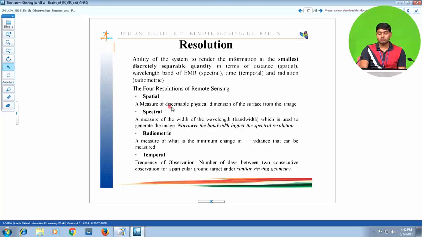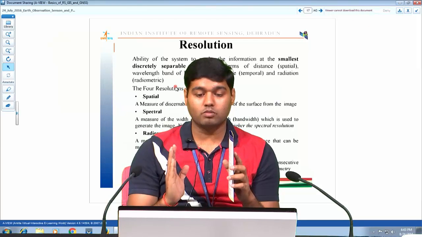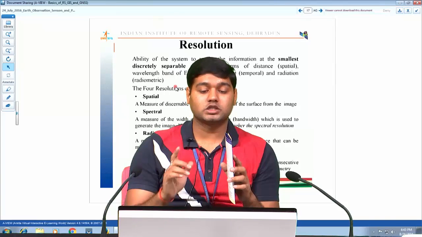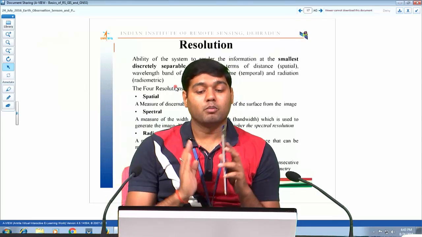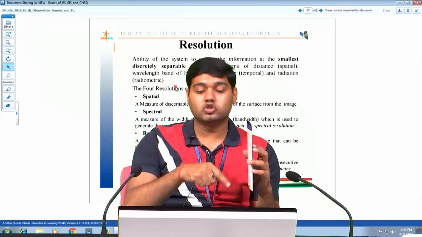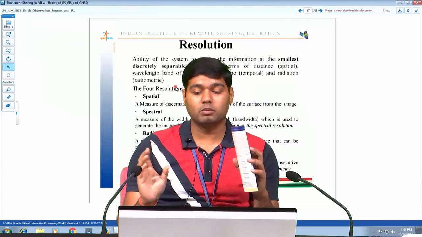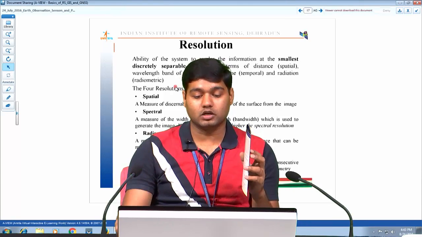Spatial resolution is a measure of the discernible physical dimension of the surface from the image, which I told you is the size of the pixel. For example, why is it written as smallest discretely separable quantity? Suppose two objects are 1 meter apart, and your pixel size is 30 meters; these two features will not be visible in your data. But if the same features are present and you acquire data with 50 centimeter resolution, these two features will appear in two different pixels. You will be able to identify them and see the features very clearly.